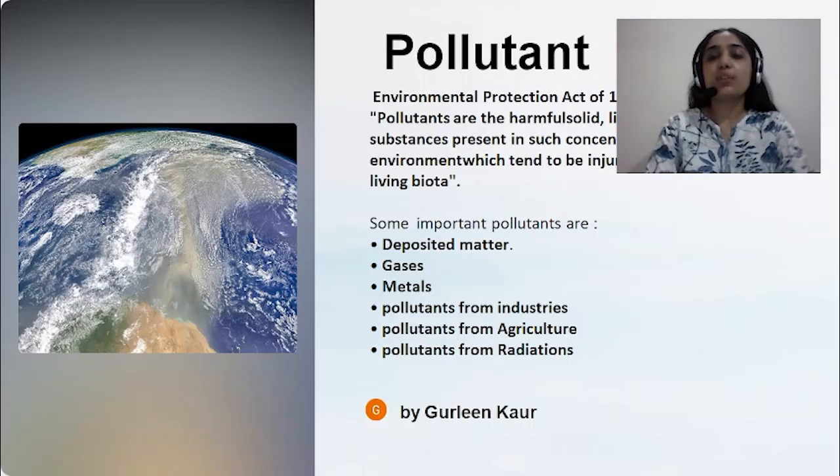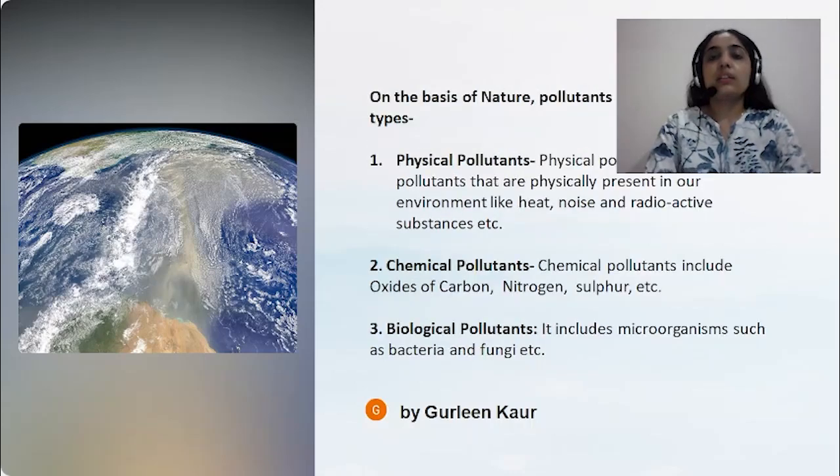Here are some important pollutants. First one is deposited matter. Next, gases, metals, pollutants from industries, pollutants from agriculture, and pollutants from radiators. These are the classification of pollutants. On the basis of nature, pollutants are of three types. First one is physical pollutant, second is chemical pollutant, and third is biological pollutant.